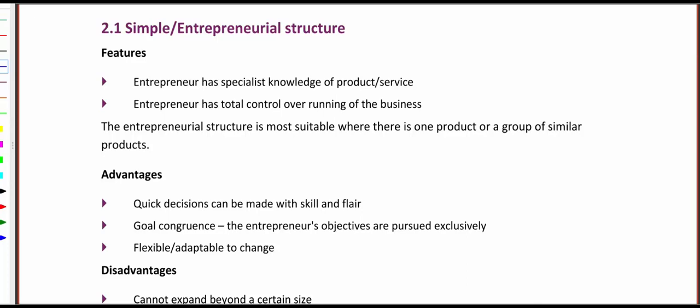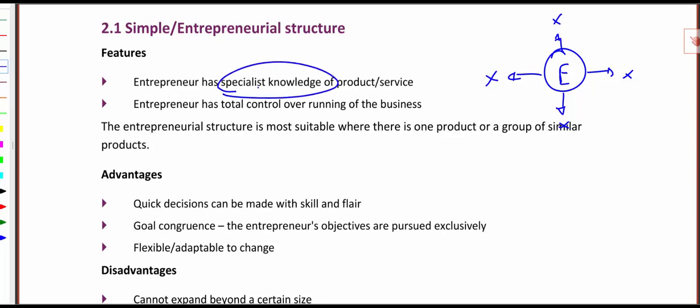First up then, we've got the simple or entrepreneurial structure. So if you think about the type of structure where you're going to have your entrepreneur in the middle there, and then you might have 4 employees around that. So you can see that everything would go through that one main person, so the entrepreneur himself. Now, before we go on to advantages, think about features. You'd expect that entrepreneur to have specialist knowledge of whatever you're trying to do. So they're the one that comes up with the idea and then goes to put it in place. And absolutely, they have total control.